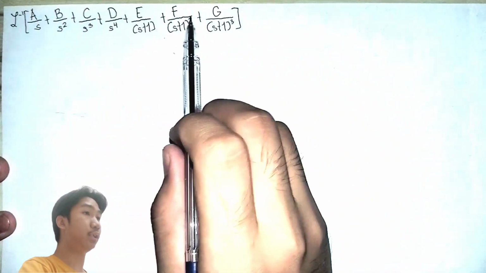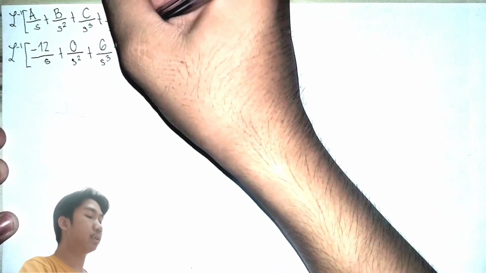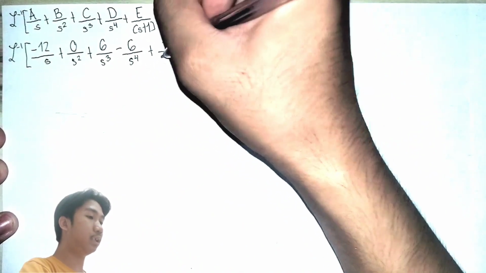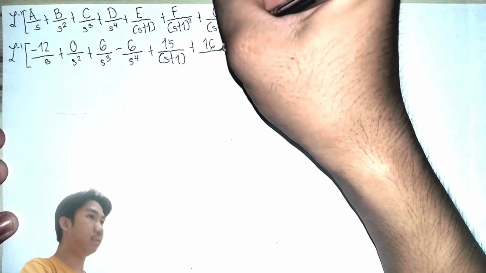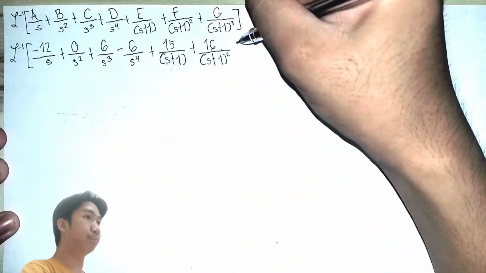Now by substituting the value of A to G to our partial fraction, we will take the inverse of negative 12 all over s plus 0 all over s squared plus 6 all over s cubed minus 6 all over s raised to 4 plus 15 all over s plus 1 plus 16 all over s plus 1 squared plus 11 all over the quantity s plus 1 cube.